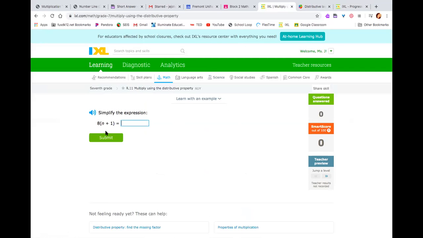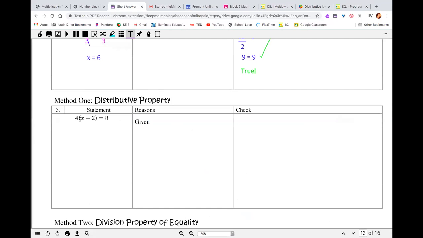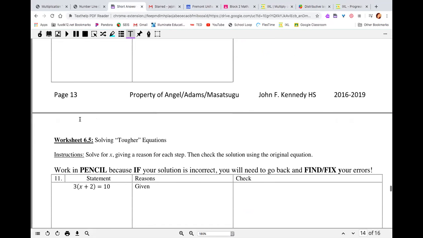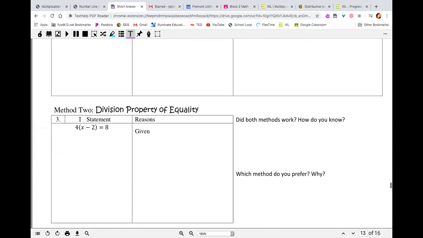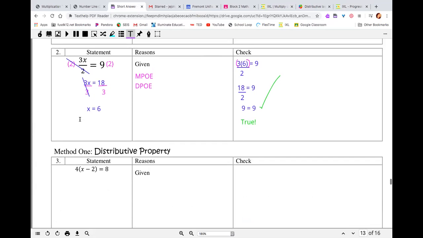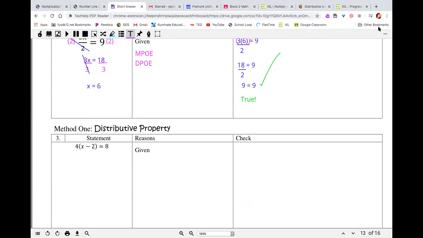But if you remember how to do distributive property, or if you already know, you can go ahead, okay? Because that is the bottom of page 13. And we do more on page 14. Okay, so I'm going to save that for tomorrow if you need extra help, but if you know how to do it, you can go ahead and get started on that.